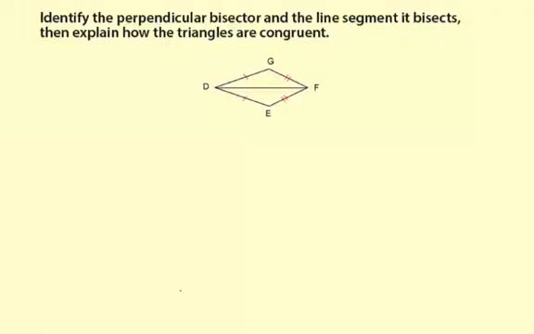Identify the perpendicular bisector and the line segment it bisects. Then explain how the triangles are congruent. Okay, so let's take a look here.